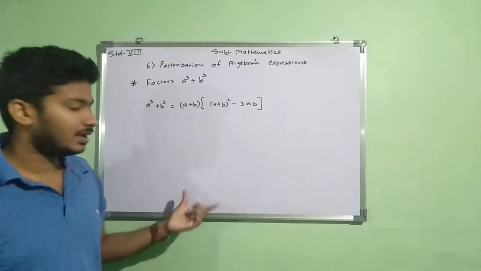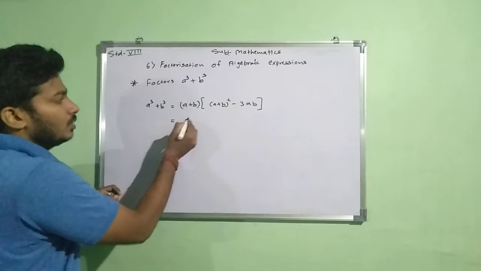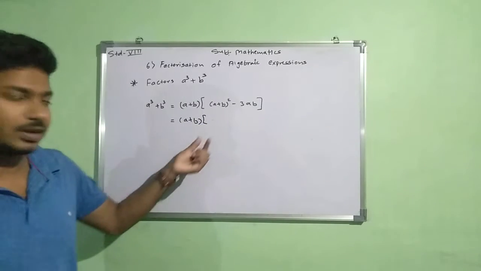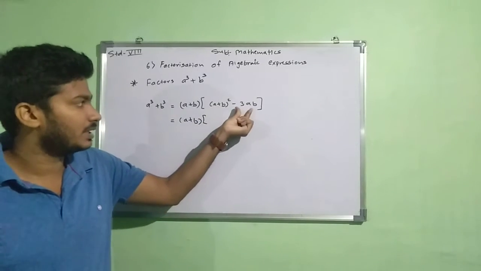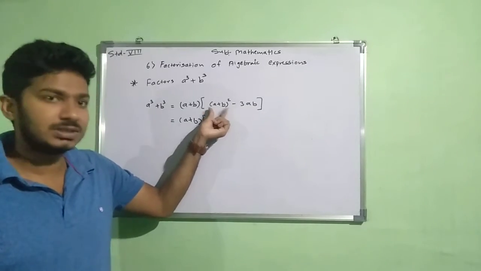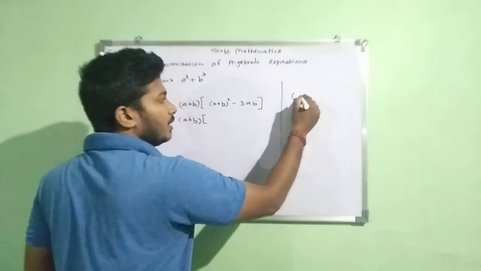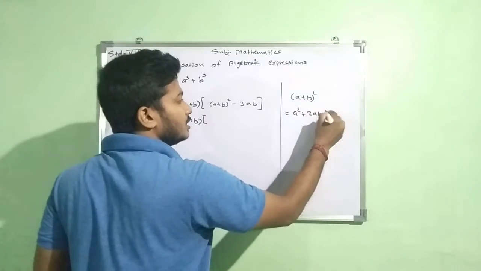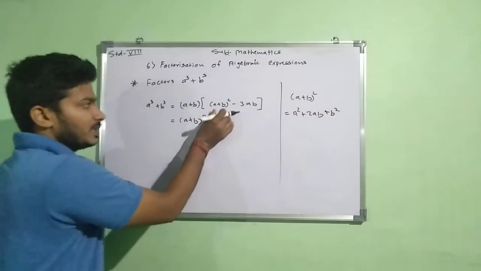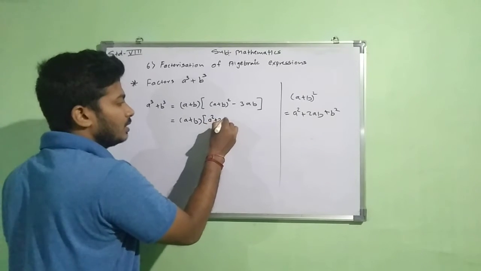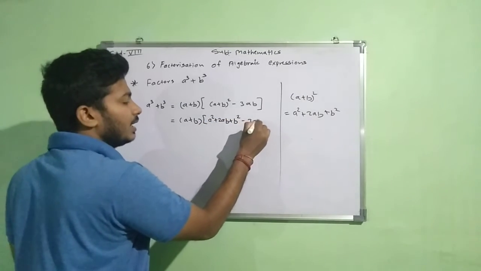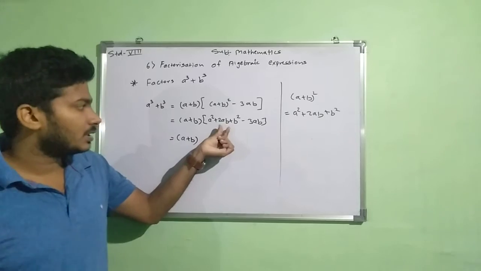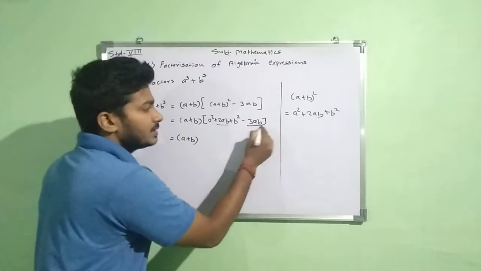So that expression we had over here, I will rub that part. Now a plus b will be as it is. Inside the bracket, we have (a plus b) square minus 3ab, and we know the expansion of (a plus b) whole square, which is a square plus 2ab plus b square. That we will do over here. So the expansion will be a square plus 2ab plus b square minus 3ab as it is, and a plus b outside the bracket.